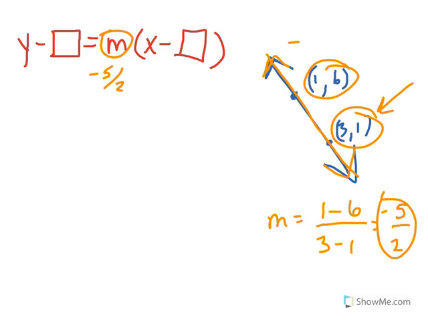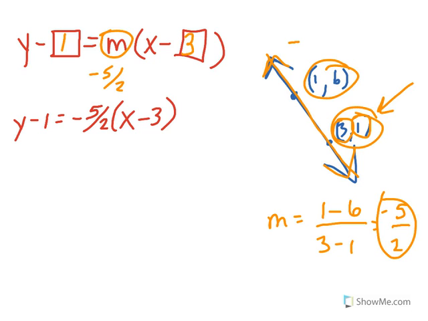So let me ask you this. 3. Now, is 3 an x-coordinate or a y-coordinate? Well, that's an x. Is 1 an x-coordinate or a y-coordinate? 1 is a y. Okay, so let's write what we know. Y minus 1 equals negative 5 halves times x minus 3.